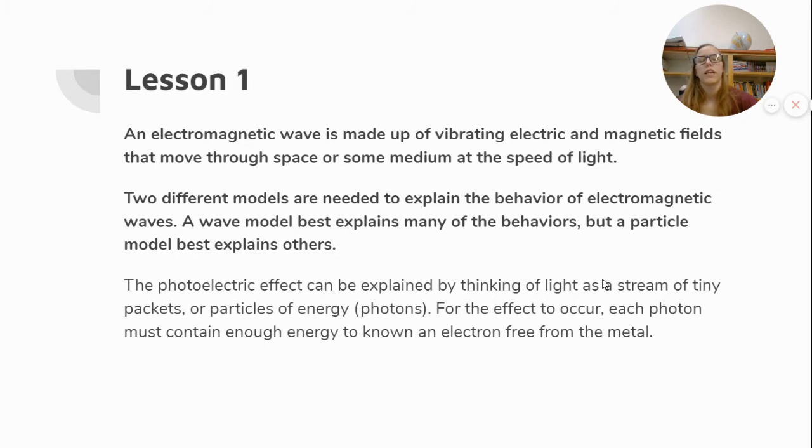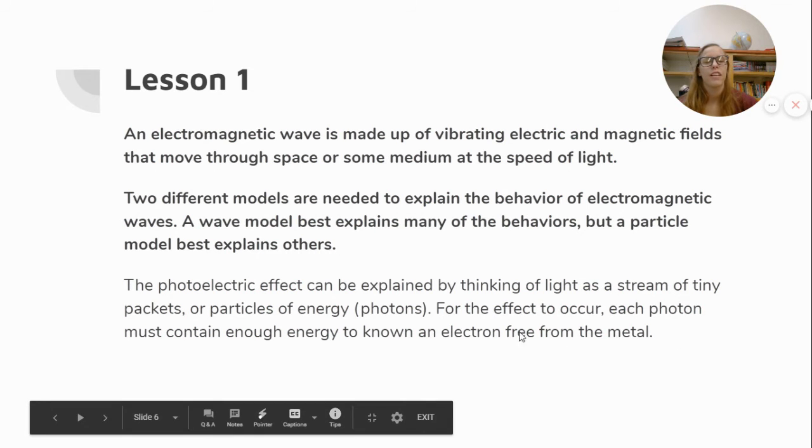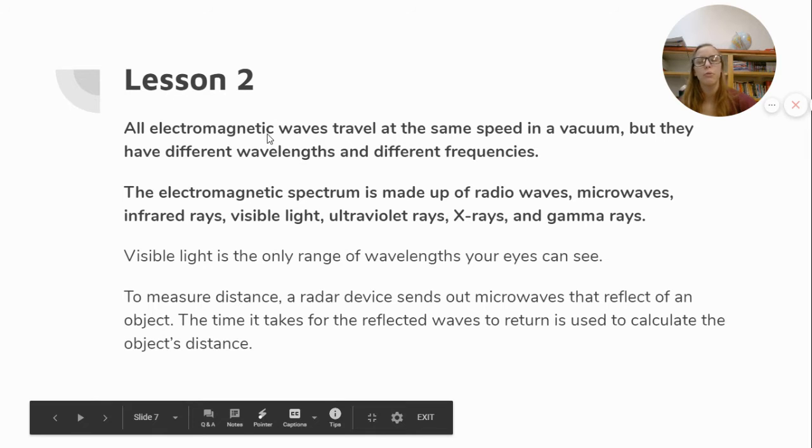The photoelectric effect can be explained by thinking of light as a stream of tiny packets or particles of energy, photons. For the effect to occur, each photon must contain enough energy to knock an electron free from the metal. Sorry, that's a typo. Lesson 2.